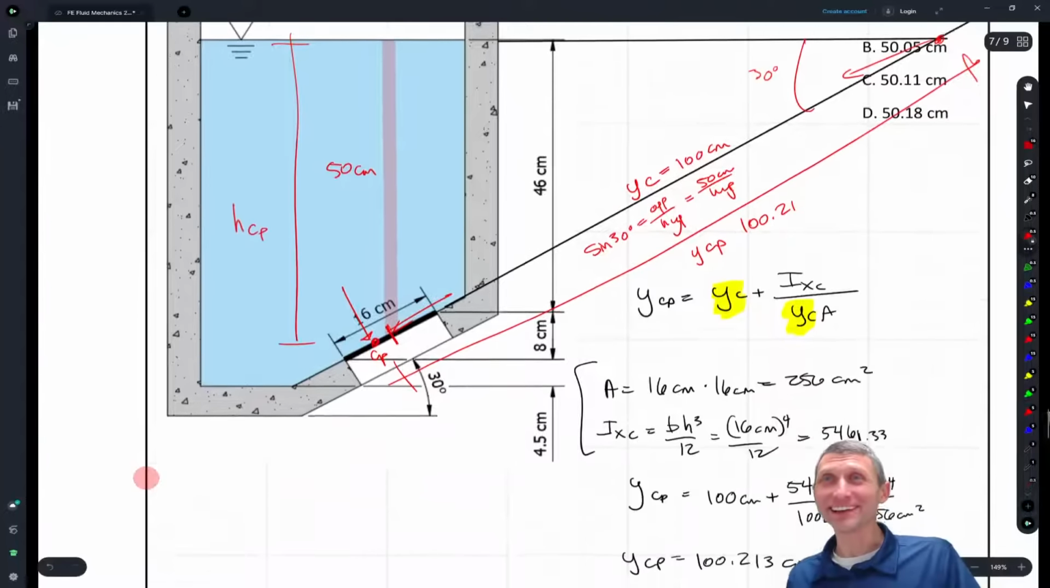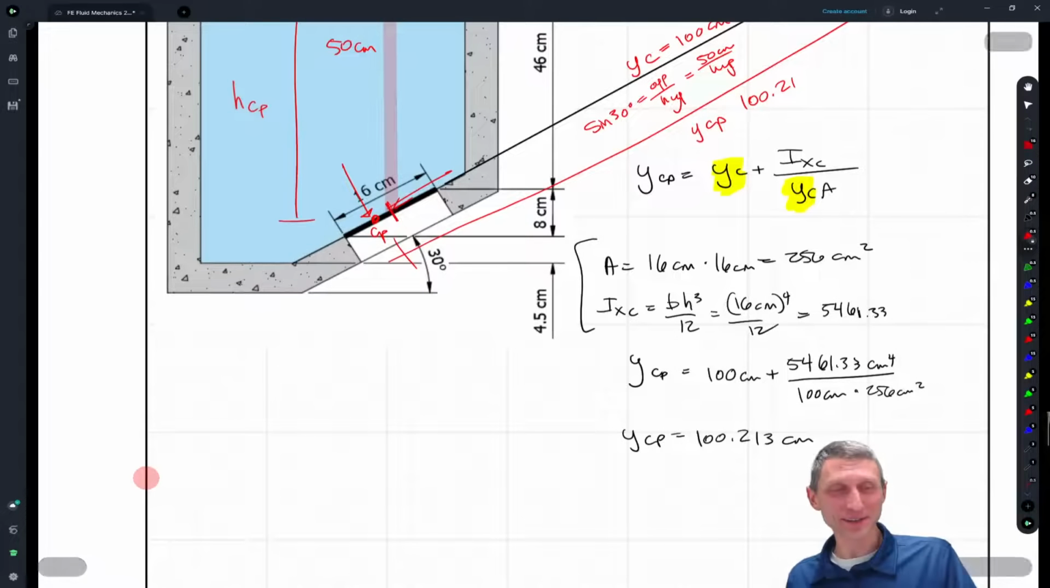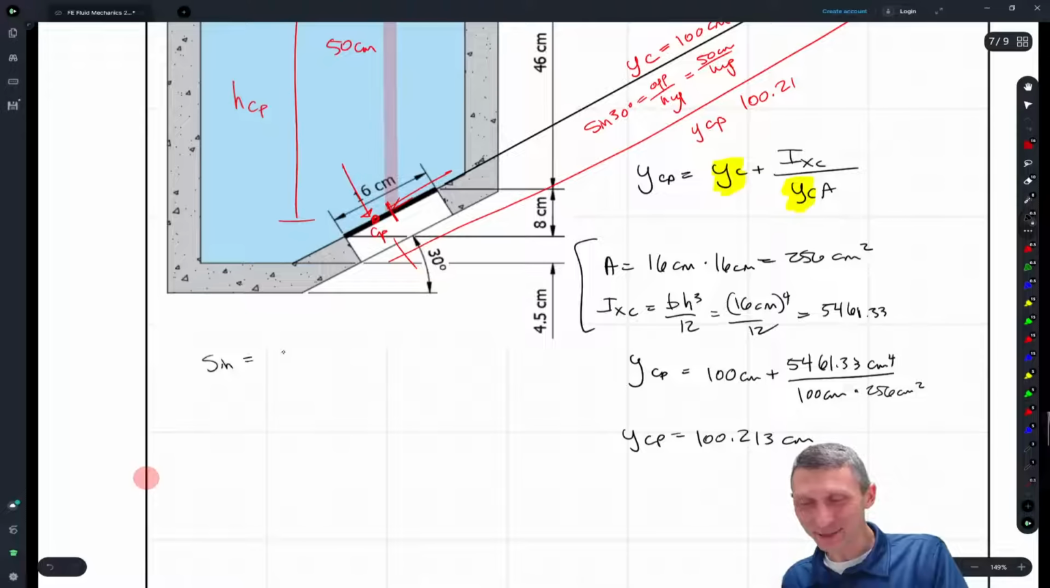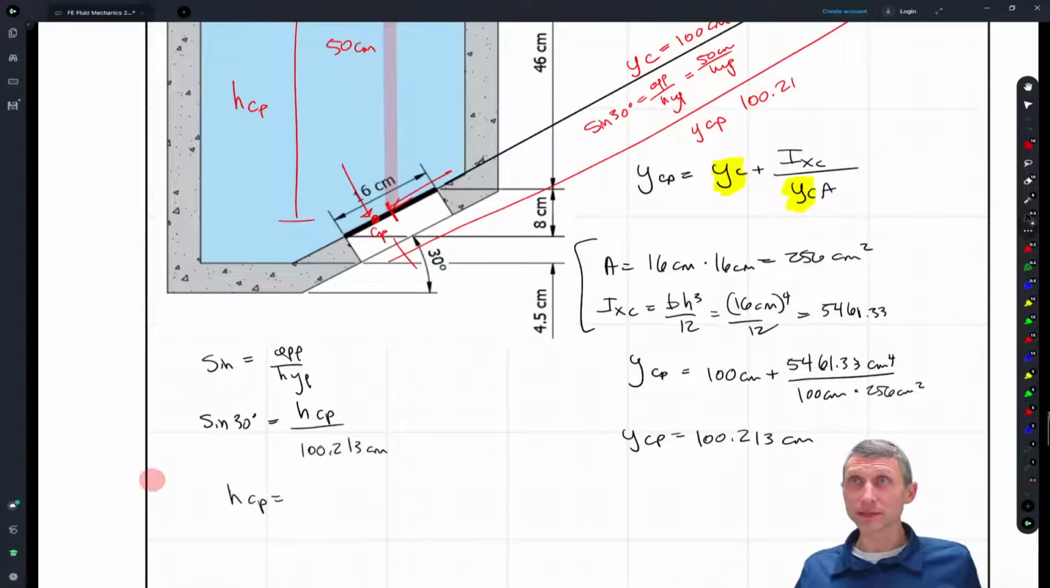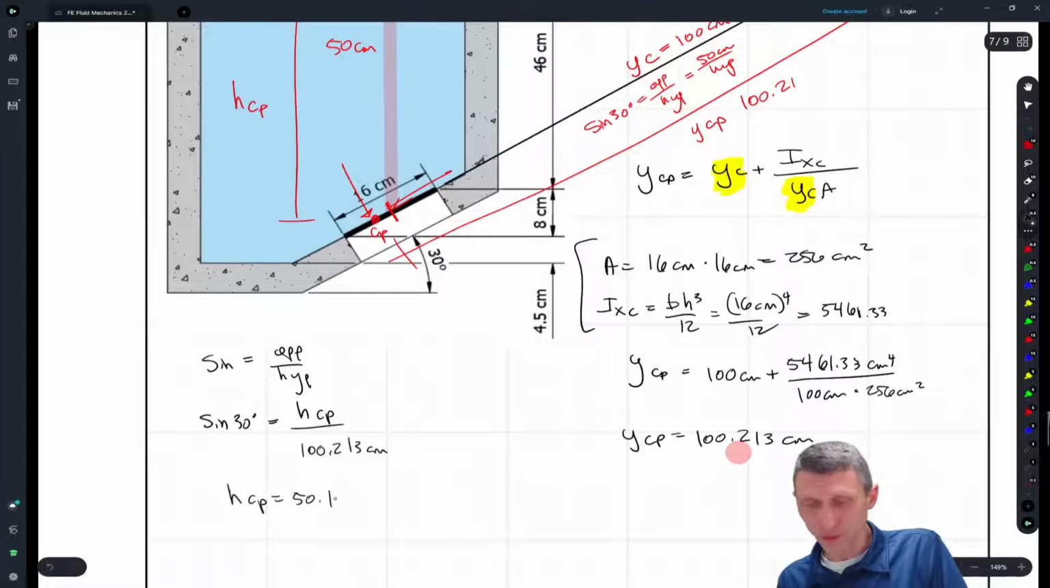And now we can use that sine, the trig 101 thing that hopefully I can get right. So sine equals what? Opposite over hypotenuse. Here we have the sine of 30 degrees equals the opposite, or the height to the center of pressure, divided by the hypotenuse, which is 100.213 centimeters. So the height to the center of pressure equals the answer we just got, multiplied by the sine of 30, which is 1/2, which works out to be 50.11 centimeters.